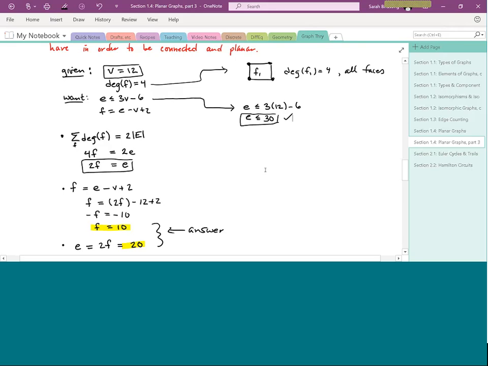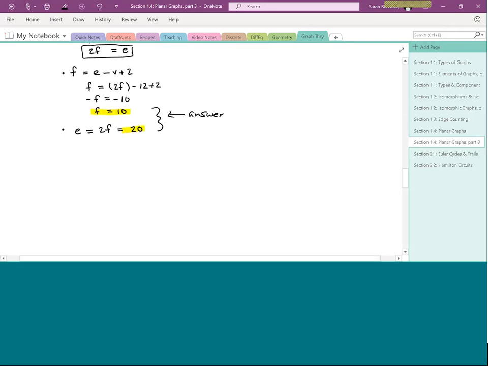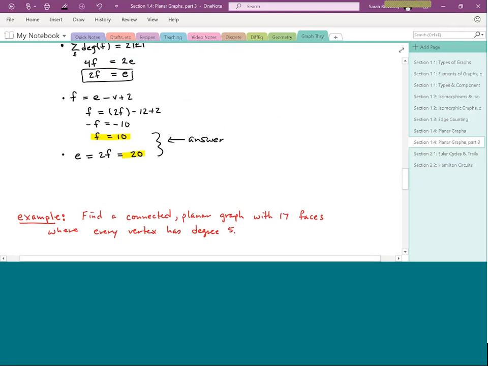The next example I've got is similar. So suppose you have this next guy. It's very, very similar. This next guy says we want to find a connected planar graph. So notice the differences in the wording of this example. The last one, the wording said, find the number of edges and faces. So all we had to do is, once we found the number of faces and found the number of edges, we were done. This one actually says find a connected planar graph, and then it gives the criteria.